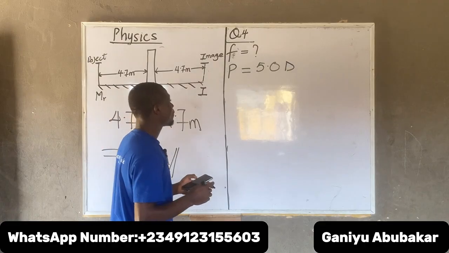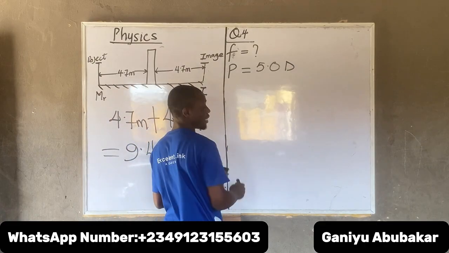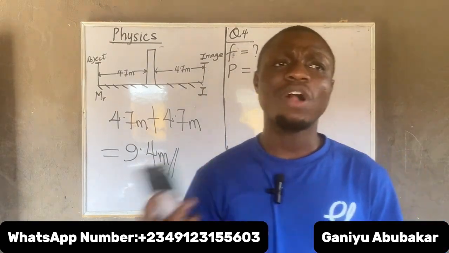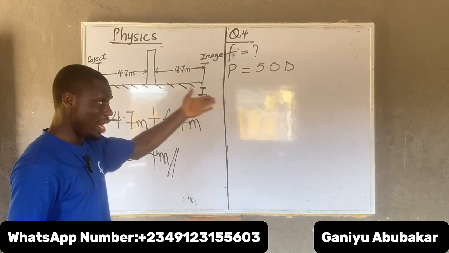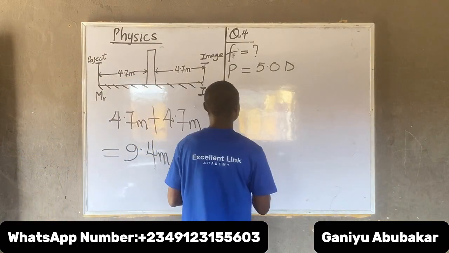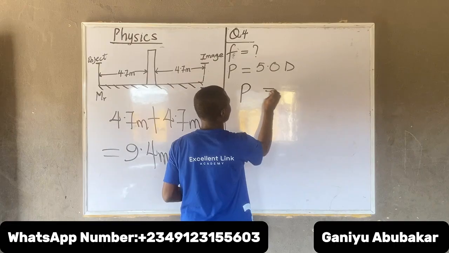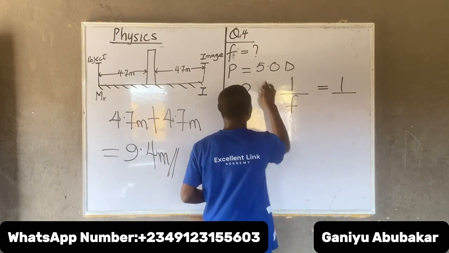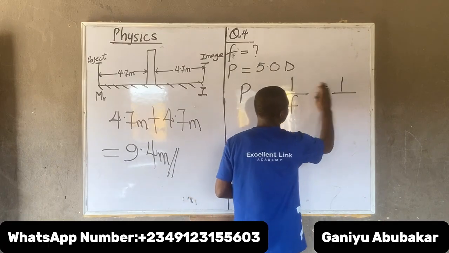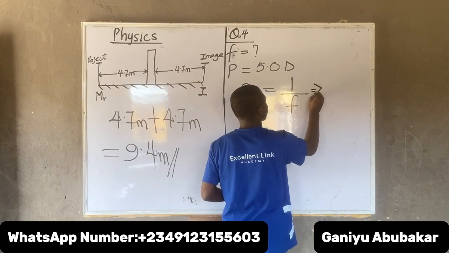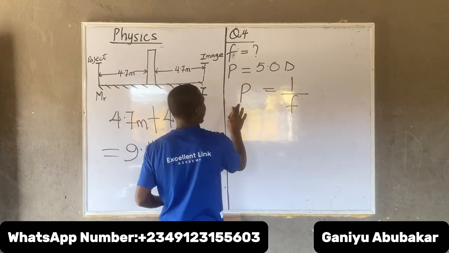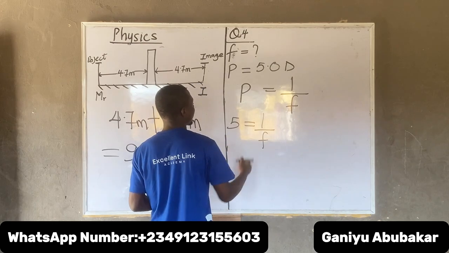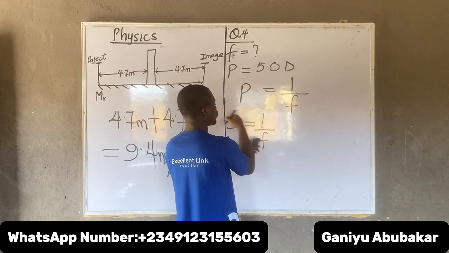That's dioptre, right? I established something before I started today's class. I said that there's a relationship between power and focal length. So of course we have to bring in that concept here. Power is equal to 1 over focal length. So 5 is equal to 1 over focal length. How do I get focal length? It's simple. I can choose to swap.